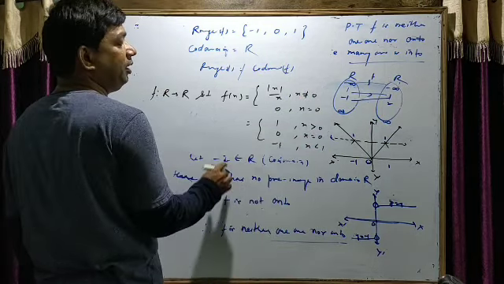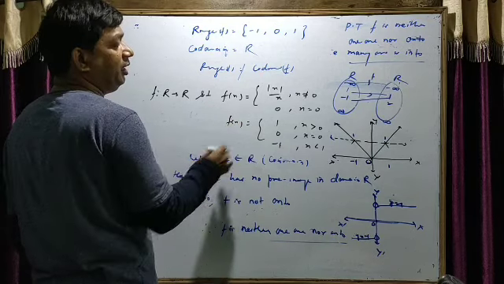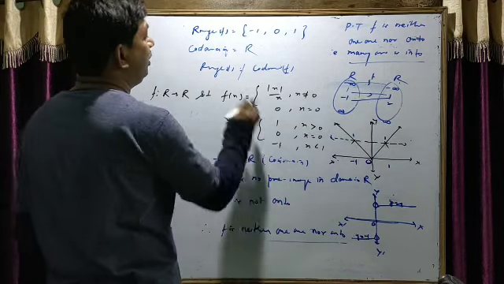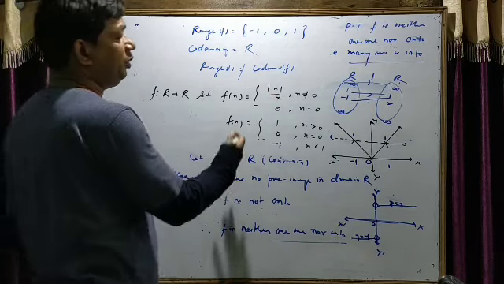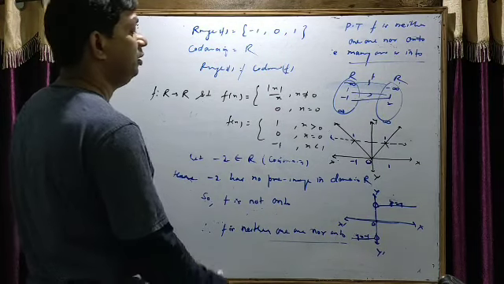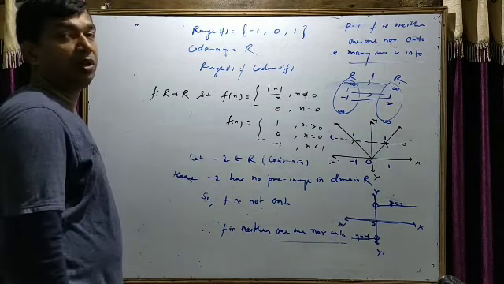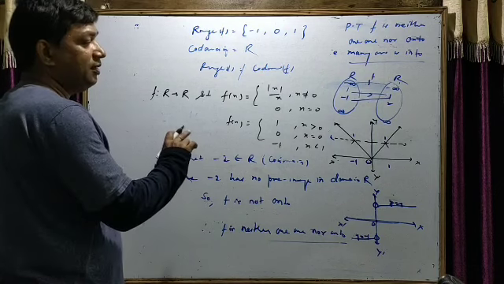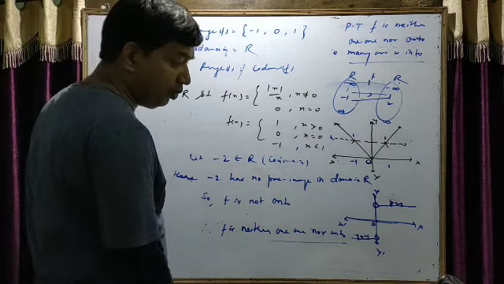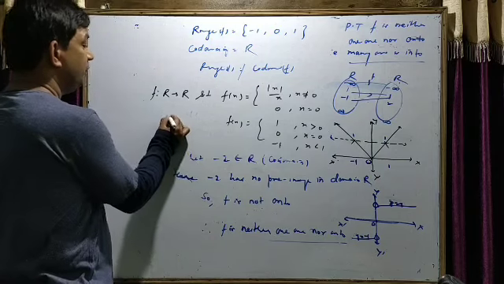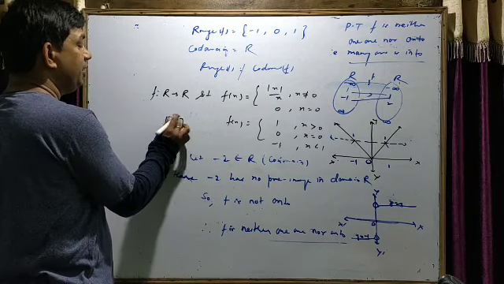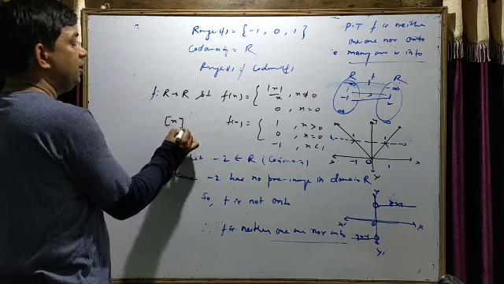So see, 3 answers will be there. Whatever input you take, 3 outputs will come. So that is why the range is never equal to the codomain. So that is why it is neither 1-1 nor onto regarding the Signum function. And one more function is there, that is the greatest integer function. We can say it as the greatest integer function.